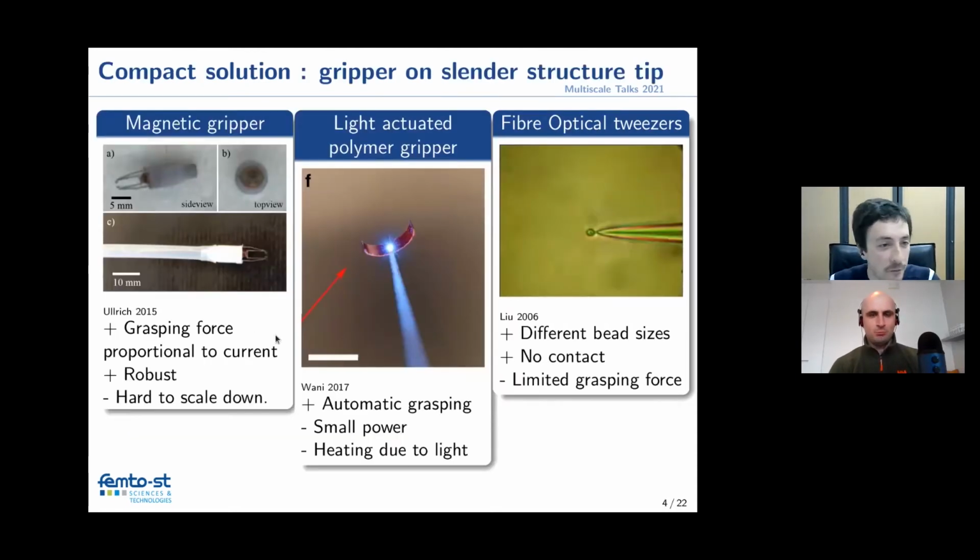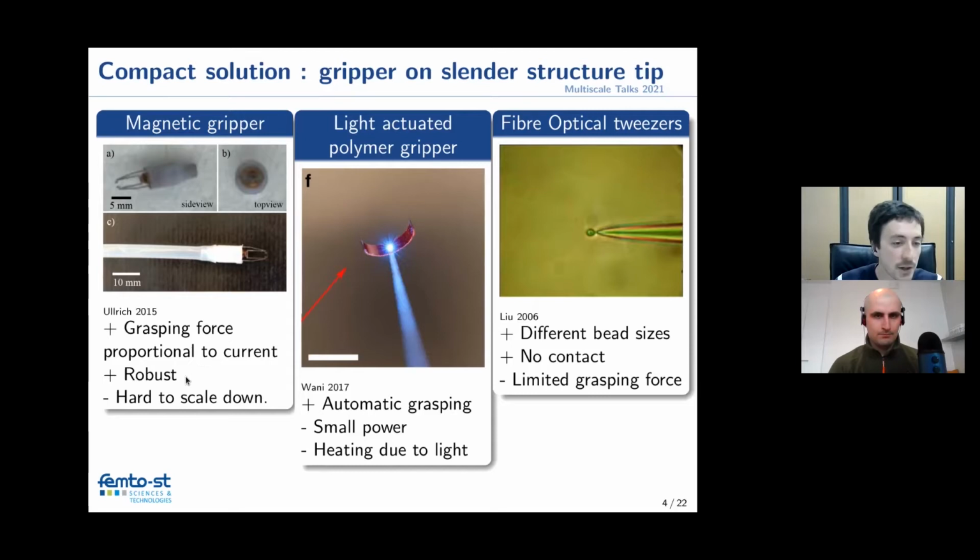So here are a few examples. On the left, I will start with a magnetic gripper. The scale is around 1 centimeter, and we can see there is a lot of the volume, even most of it, which is dedicated to converting the electricity into force, so the gripper can grasp and even cut a small tissue. So it's really an interesting work.